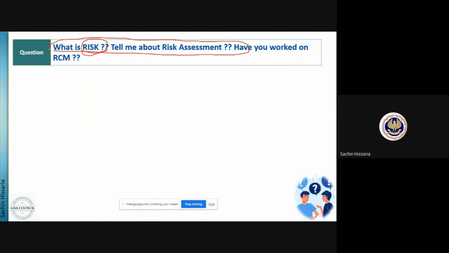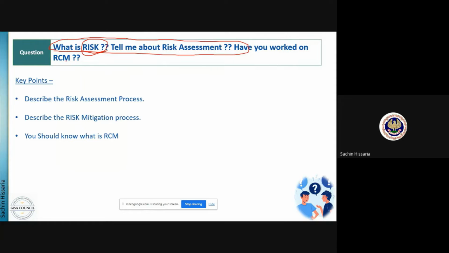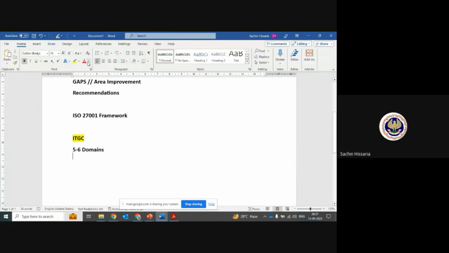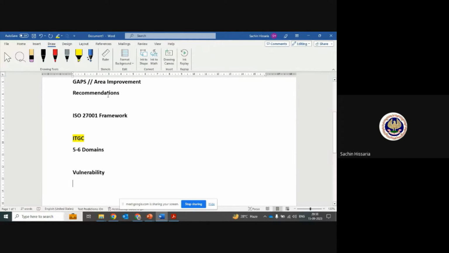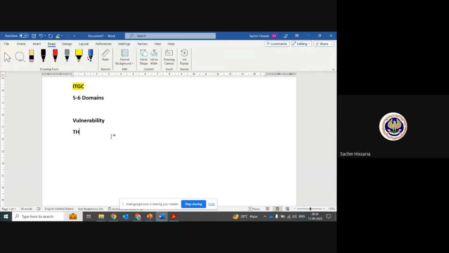First, you will briefly tell about the risk. So basically, risk is something which can adversely impact the organization. That is a risk, correct? Now, how will the organization calculate the risk? To calculate the risk, first the organization will assess the vulnerabilities and the threats.